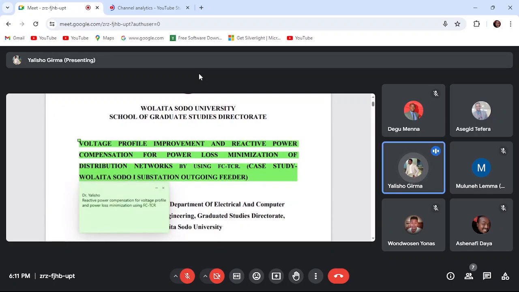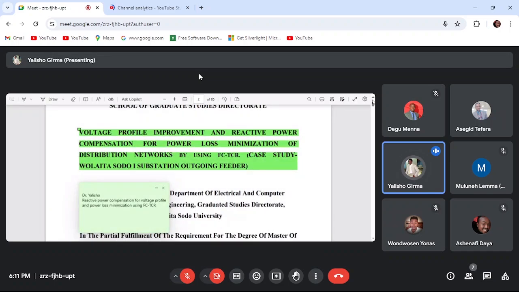methodology part. Somewhere you can write the FCTCR. In your scope part you can also consider TCR, because this one almost reads like a paragraph. So the major change you have to make is reactive power compensation for voltage profile and loss minimization using FC TCR, or you can leave the last part out. But the major change you have to make to the title is what I'm telling you now, okay?